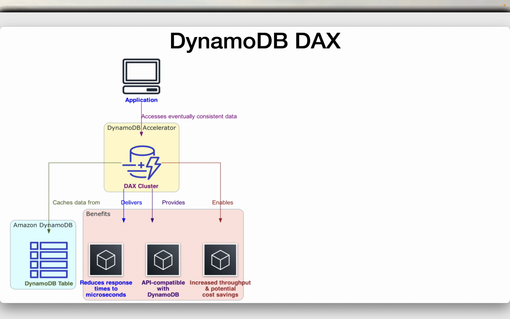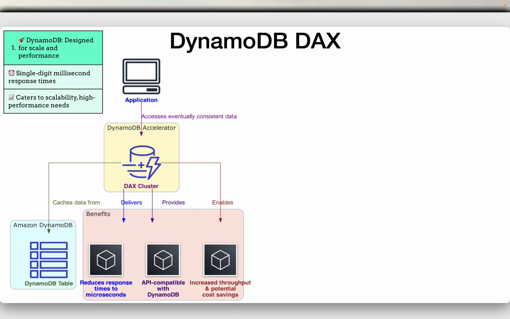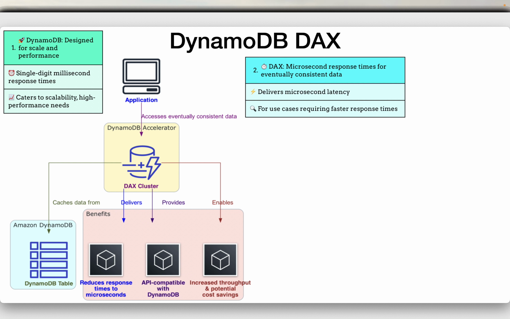So next feature is DynamoDB DAX, which is called DynamoDB Accelerator. So Amazon DynamoDB offers single digit millisecond response times in most cases, catering to scalability and high performance needs. So this is the DynamoDB product itself, which is quite fast already, but for use cases that require even faster response times, less than single digit millisecond, DynamoDB Accelerator DAX delivers microsecond latency. So by default it's millisecond without DAX, but DAX will make it microsecond latency when accessing eventually consistent data.